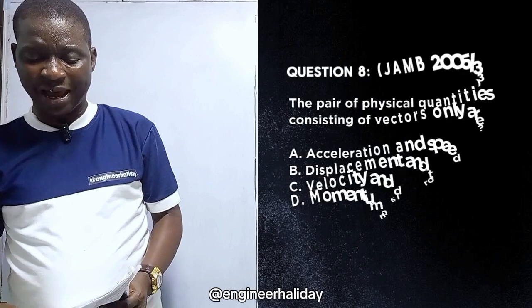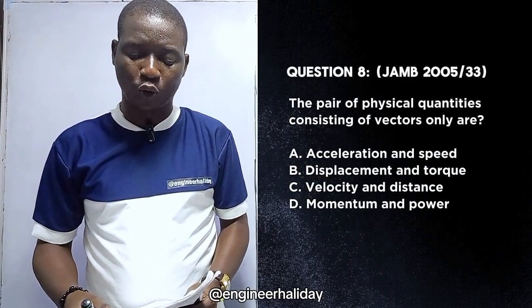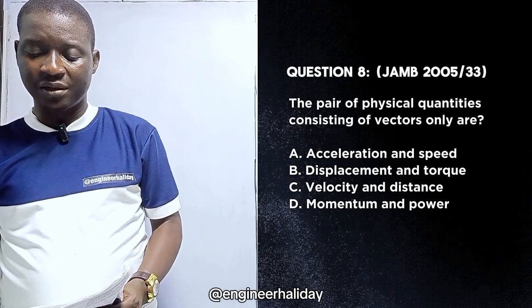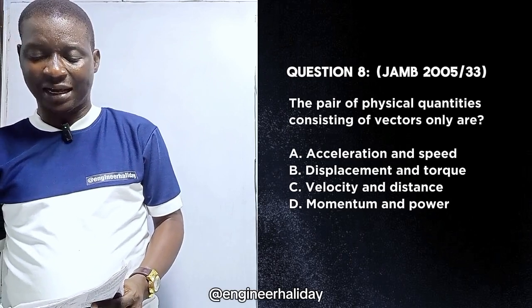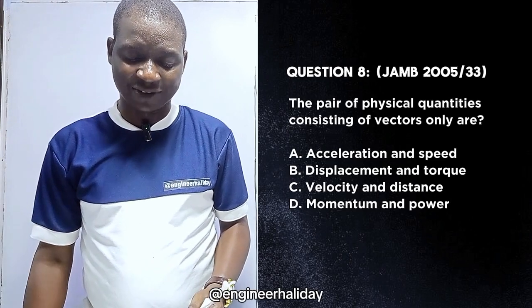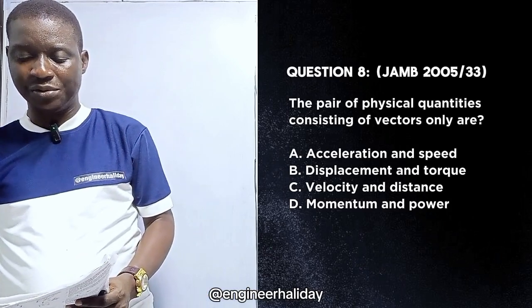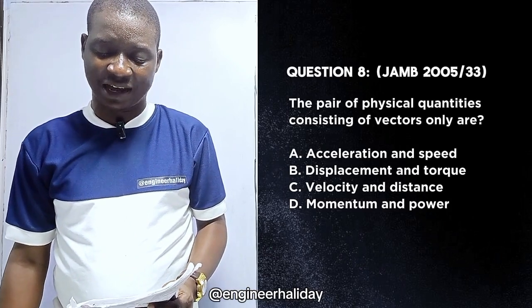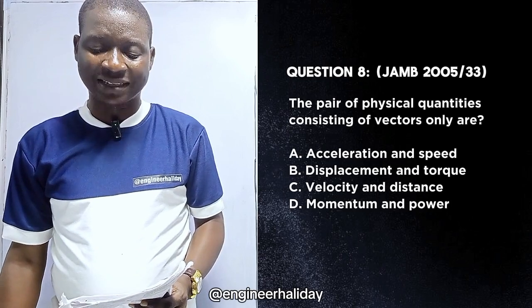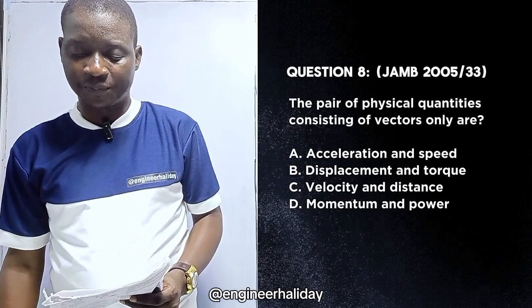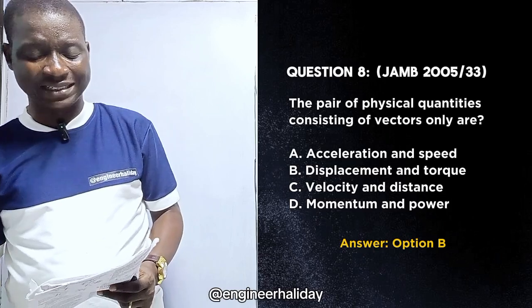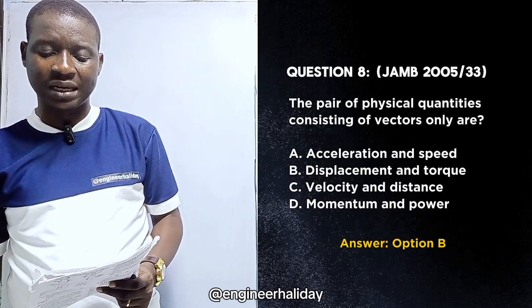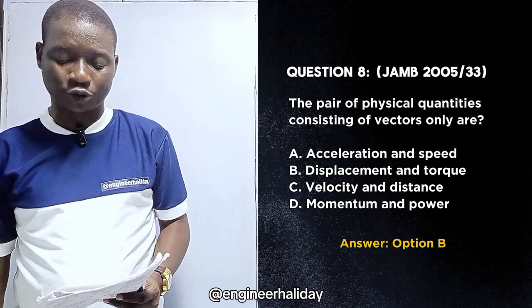Number 8 says the pair of physical quantities consisting of vector only are: A, acceleration and speed; B, displacement and torque. And that should be the answer, B. Let's see other examples. C, velocity and distance. Distance is a scalar, velocity is a vector. Option A, acceleration is a vector, speed is a scalar. D says momentum and power. Power is a scalar, though momentum is a vector. So the only correct option there is B, displacement and torque.